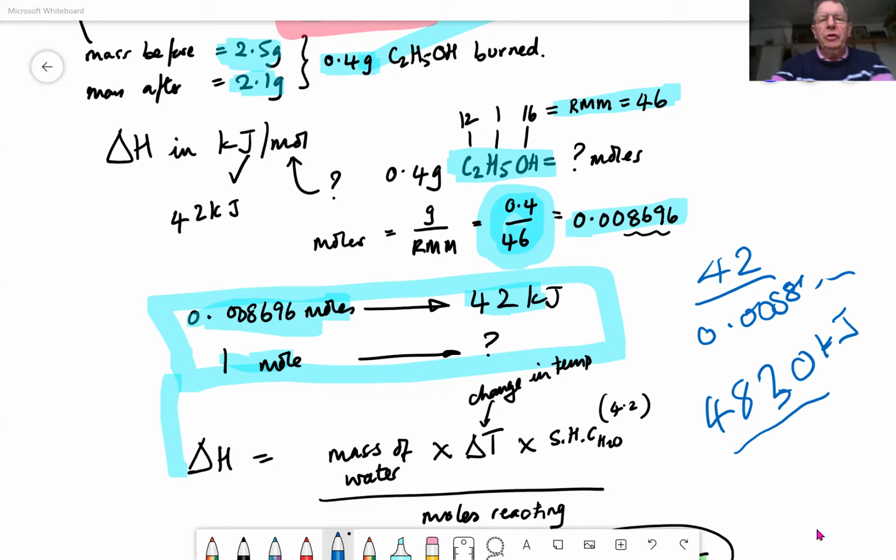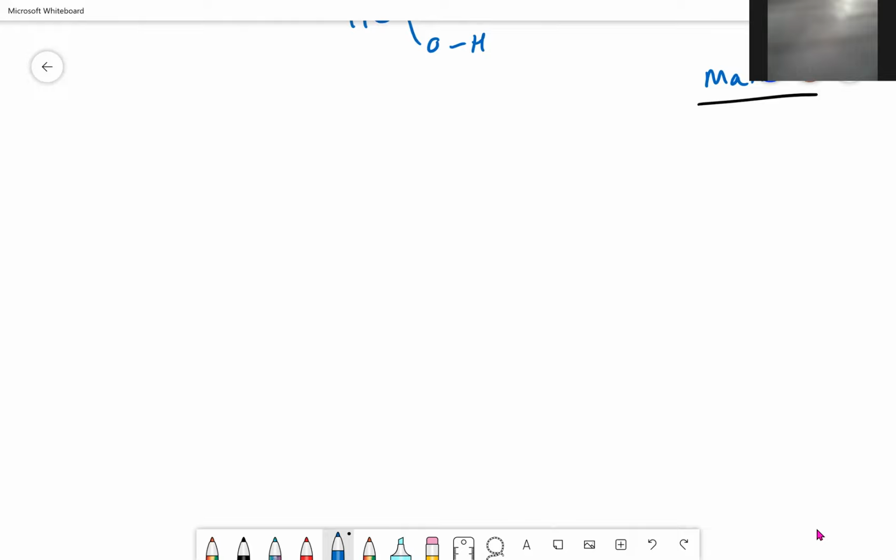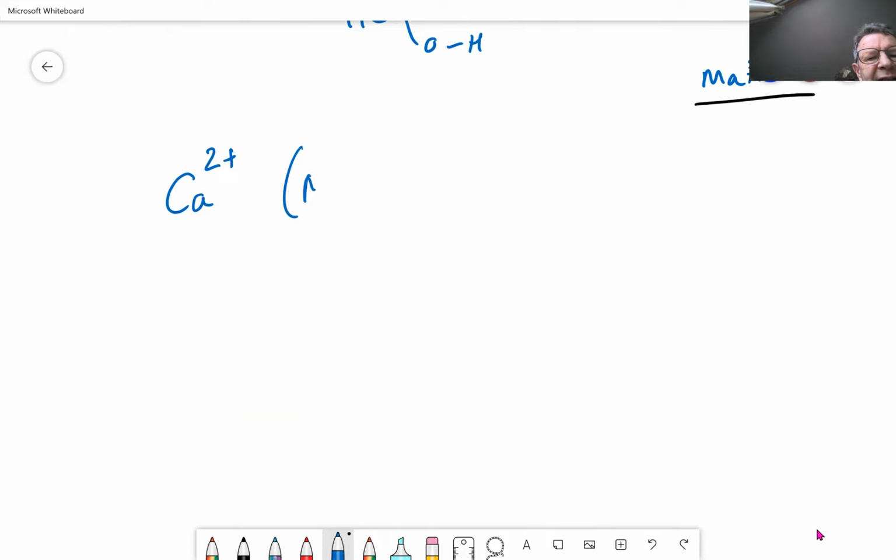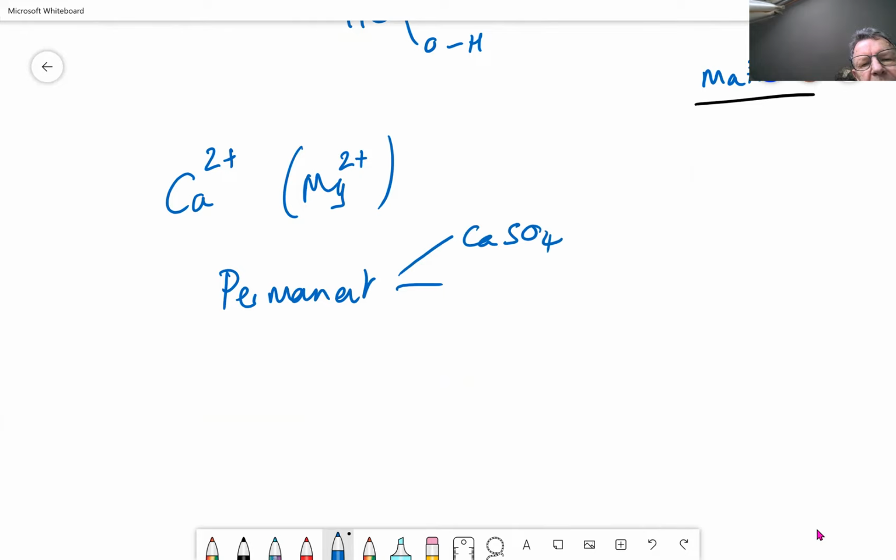I'll just share my screen. Let me just show you what it looks like. Right, it's always got calcium or magnesium. They both work the same. Then permanent has calcium sulfate, calcium nitrate, calcium chloride.